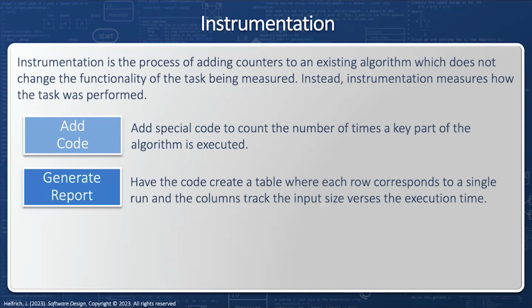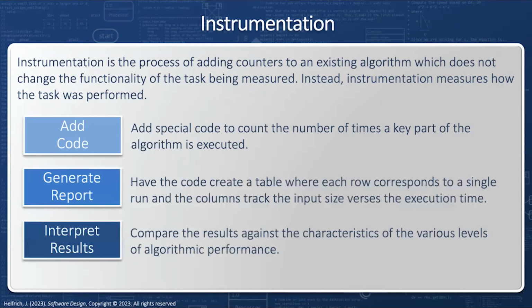Number 2, generate a report. Have the code create a table where each row corresponds to a single run and the columns track the input size versus execution time. And number 3 is interpret the results. Based on the generated report, characterize the various levels of algorithm performance.